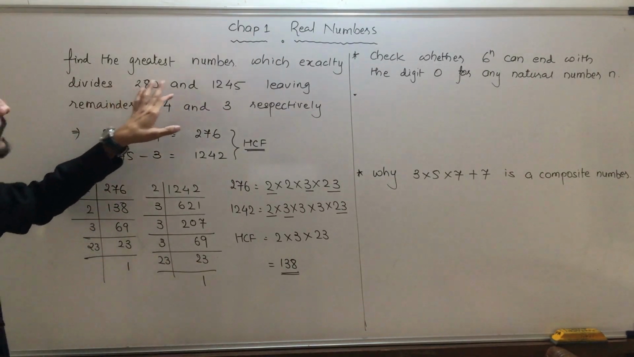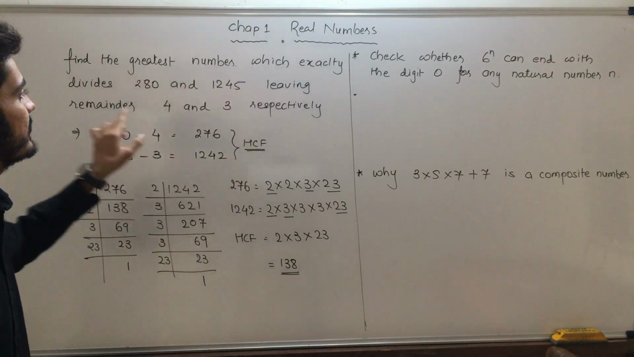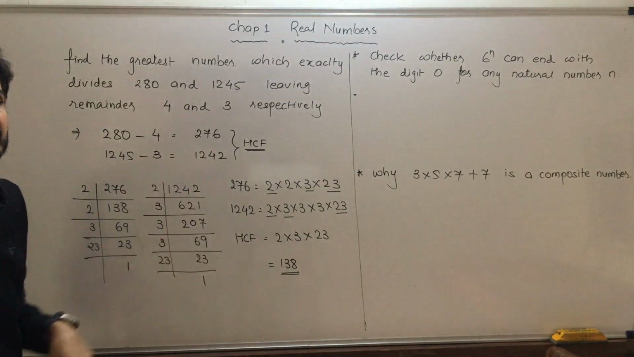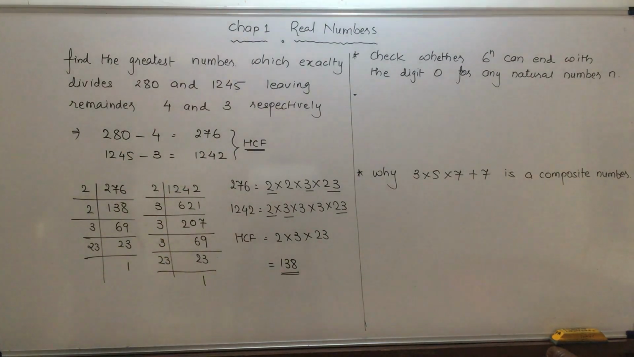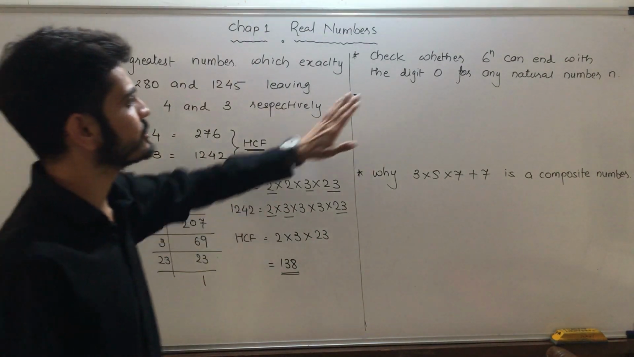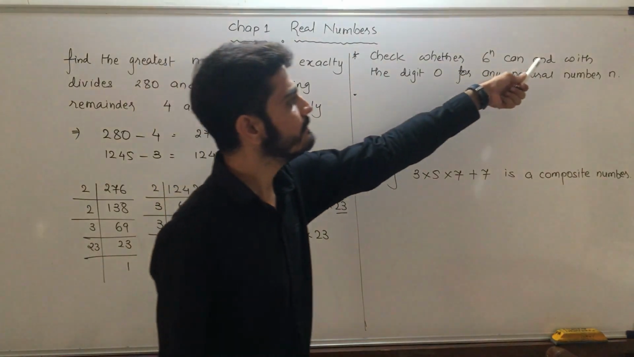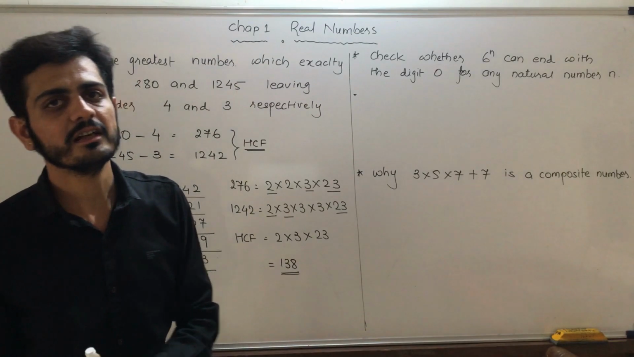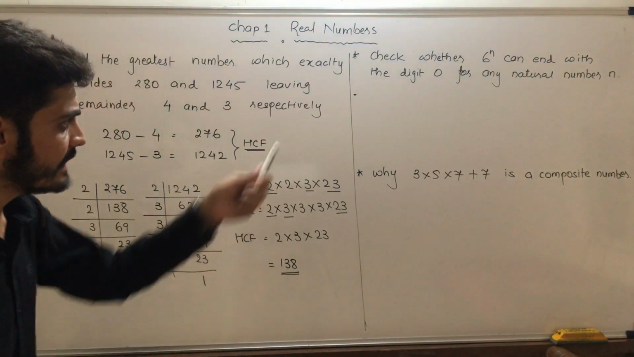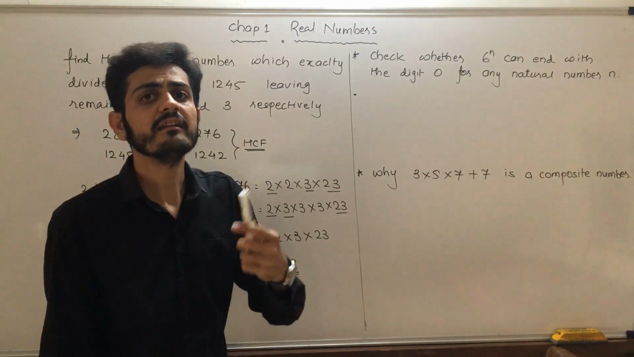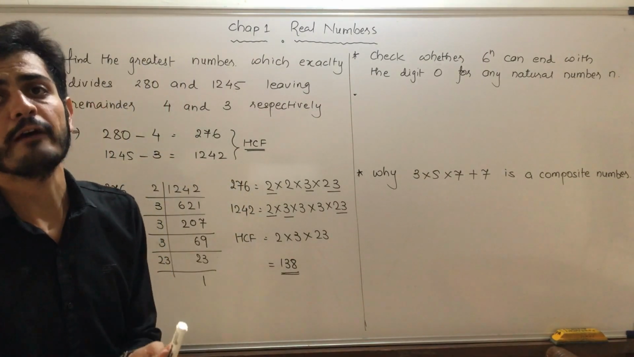Again, if we are given more than two numbers and remainders, first of all remove these remainders and then find that greatest number using the HCF concept. Let's move to the next question, that is, check whether 6 raised to n can end with the digit 0 for any natural number. So if the number 6 raised to n were to end with the digit 0, then it would be divisible by 5.